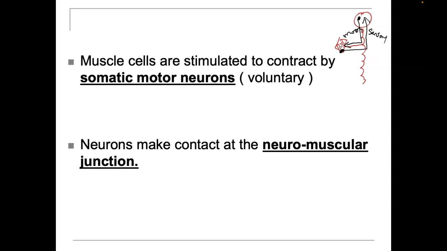Maybe it's providing information about tension, maybe it's providing information about the speed of the contraction. So you have a motor neuron and you have a sensory neuron. The neuron that makes the muscle contract, which is voluntary, is called a somatic motor neuron. The exact attachment of this nerve to the muscle is called the neuromuscular junction, the NMJ. That's where neurons make contact with the skeletal muscle.